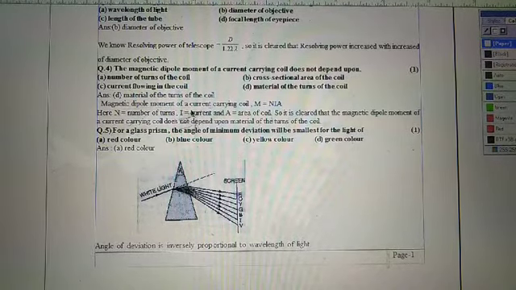How? We know that magnetic dipole moment M equals NIA. N means number of turns, I means current, A means area. From this it is clear that if you increase the number of turns, then definitely the magnetic moment will be increased. So question number 5.